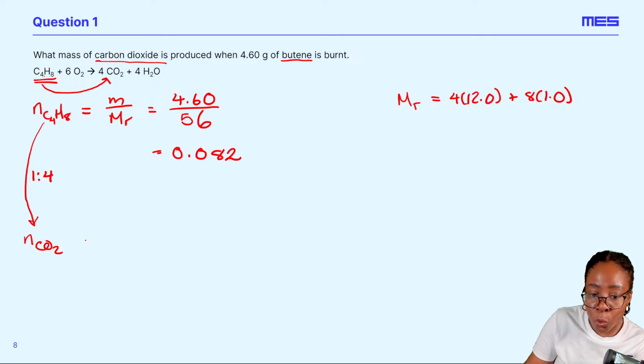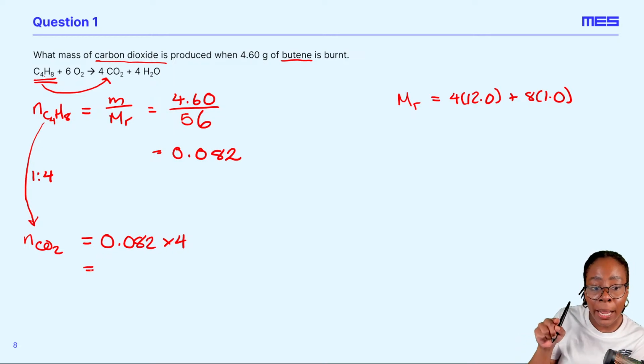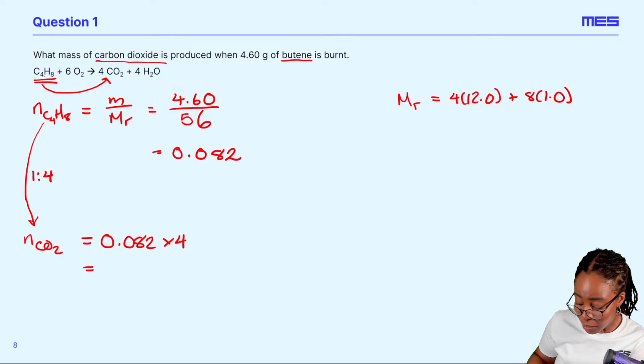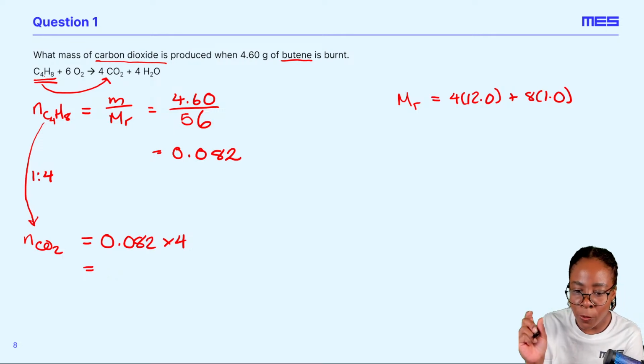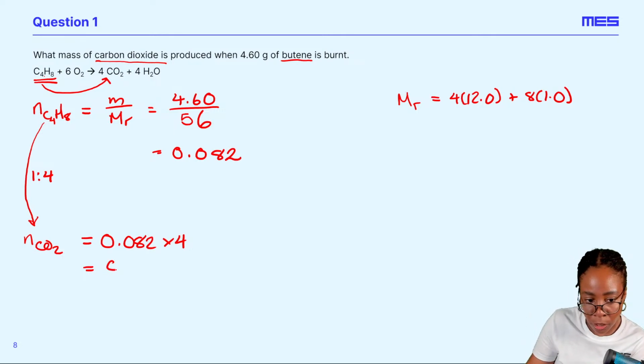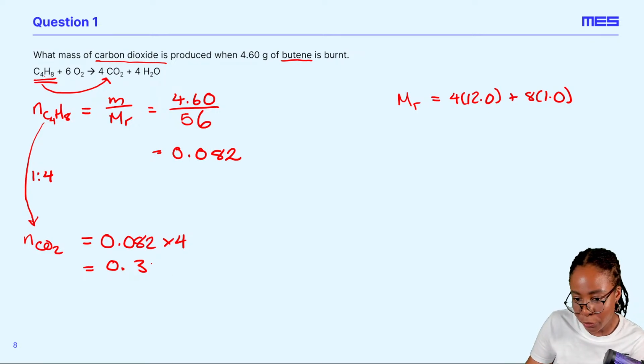So that means in order to get to our moles of carbon dioxide, we're going to take our moles of butene and we're going to multiply that by 4. Now, even though that's the number that I'm writing down on my page, in my calculator I'm not losing any of these numbers. Just keep the values and only round right at the end. So you can round on paper, but don't round your final answer until you've got to your final answer, right? So 0.329 moles.